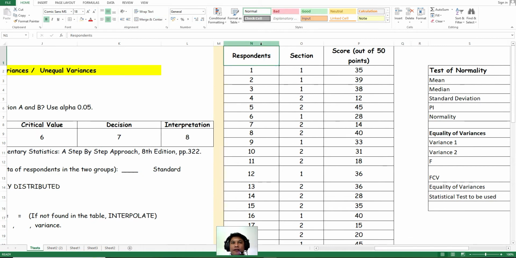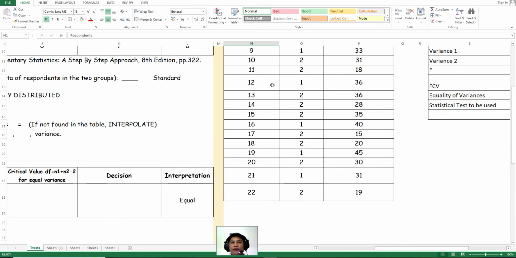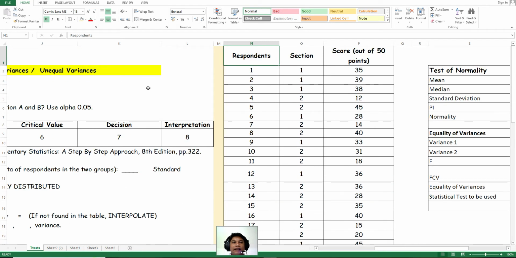All right, so let's have an example. In the first column, we have the respondents 1 to 22. As you notice, in the assumption, our n is less than 30. Then there are two sections, section A and section B, and the scores out of 50 points. These are the scores of the students.